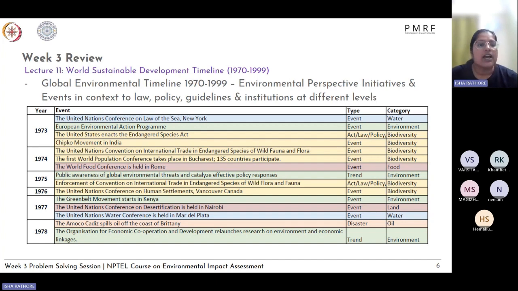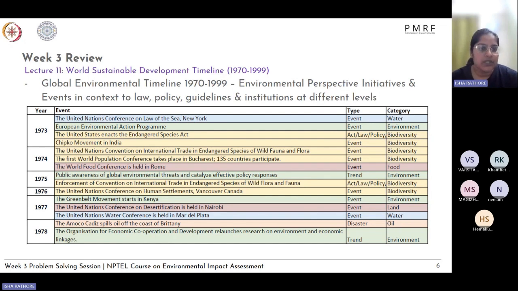In 1975, we had an increase in public awareness regarding global environmental threats and activities which resulted in effective policy responses. So this was a trend which was coming up, increased environmental awareness around 1975. And we also had the enforcement of the Convention on International Trade in Endangered Species of Wild Fauna and Flora, which we saw was enacted in 1974. Then 1976 was the United Nations Conference on Human Settlements, which happened in Vancouver, Canada.